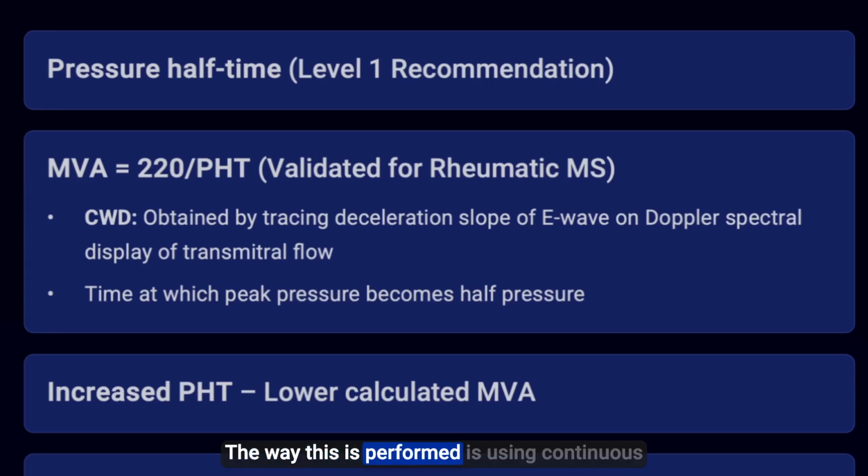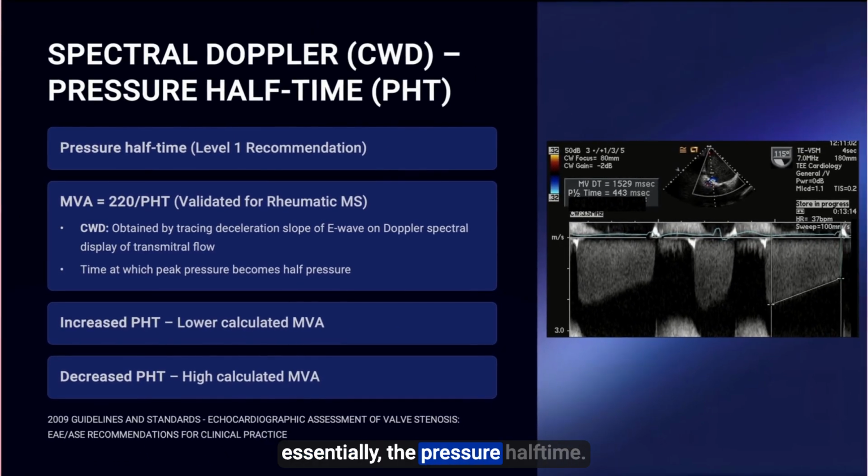The way this is performed is using continuous wave Doppler and tracing the deceleration slope of the E wave on the Doppler spectral display of the transmitral flow, and it'll measure the time at which the peak pressure becomes the half pressure, essentially the pressure half-time.